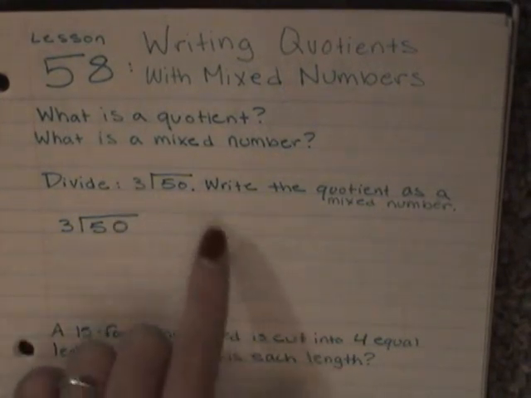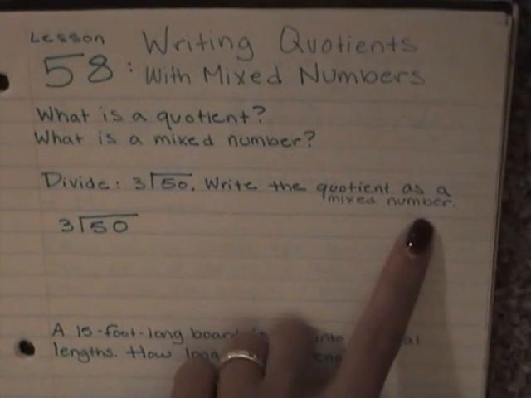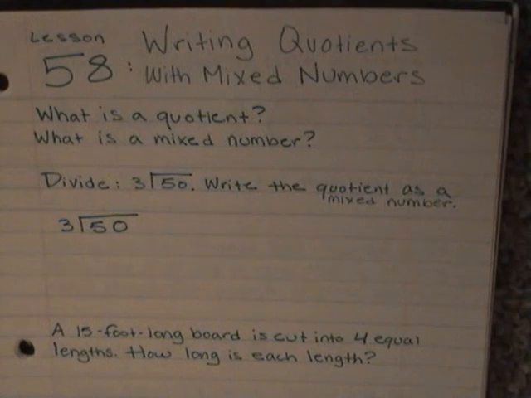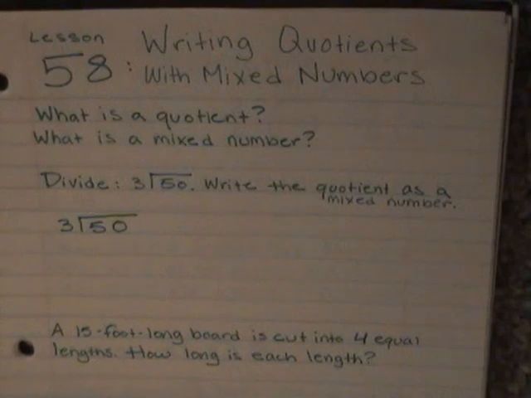Alright, so we're going to start with our first example problem, and it says divide 50 by 3. So write the quotient as a mixed number, meaning it's going to be a whole number and then we're going to turn it into a fraction. So if you want to pause the video and try this by yourself now, you can, or you can watch me do it and follow along and try the next one by yourself. Okay, so here we go.